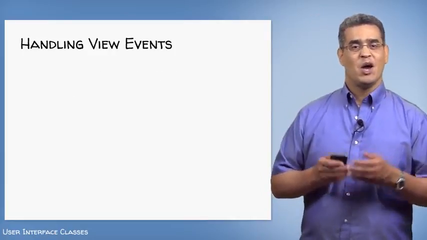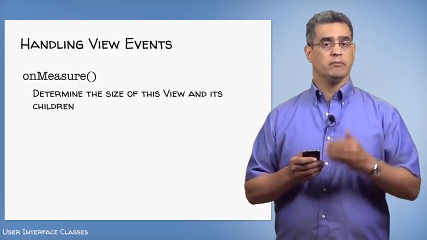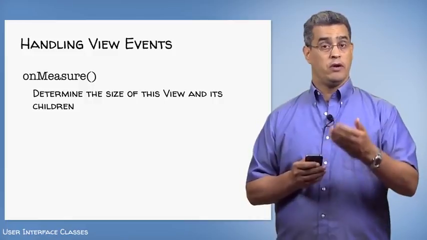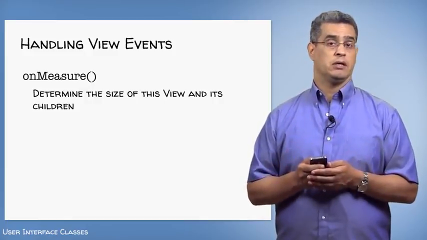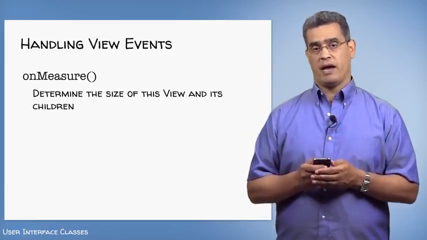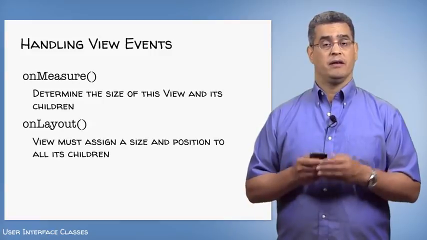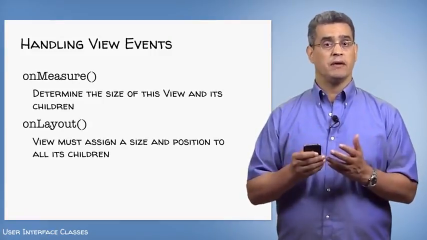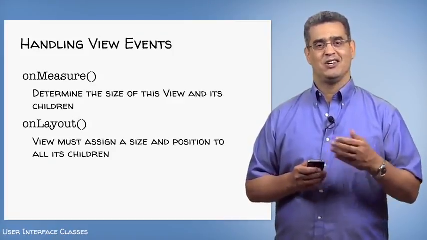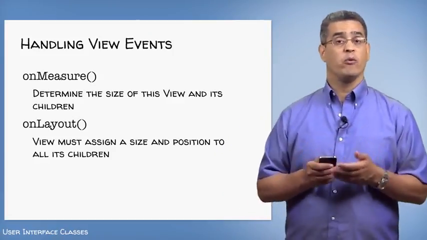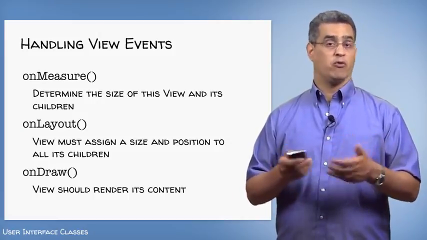For instance, when it's doing its measuring pass, Android will call onMeasure on your view. And your view must calculate and then set its own dimensions. When it's doing its layout pass, Android will call your view's onLayout method. And this method should position itself and call layout on all of its children views. During the third pass, Android will call your view's onDraw method. And this method then draws the view.